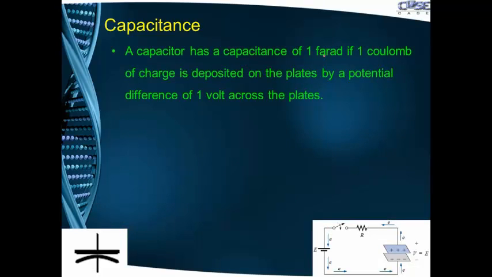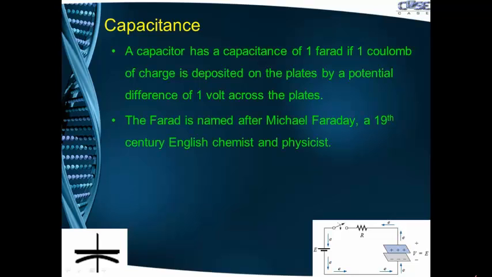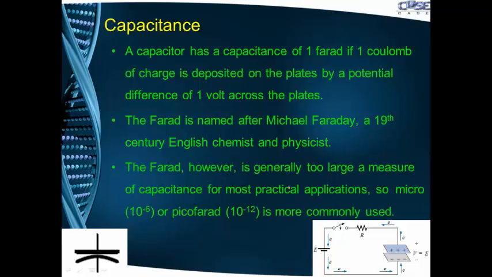A capacitor has a capacitance of 1 farad if 1 coulomb of charge is deposited on the plates by a potential difference of 1 volt across the plates. The farad is named after Michael Faraday, a 19th century English chemist and physicist. The farad, however, is generally too large a measure of capacitance for most practical applications, so microfarad or picofarad is more commonly used.